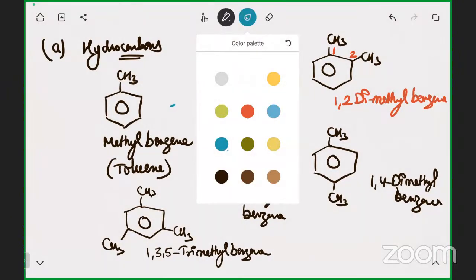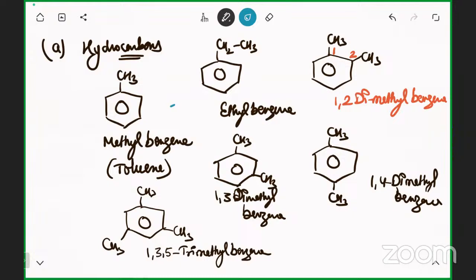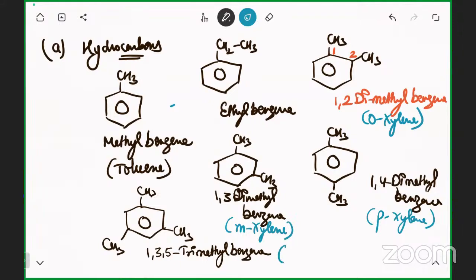Just remember the common names now. If 1,2-dimethyl benzene, the common name is orthoxylene. In case of 1,3, it is known as metaxylene. In 1,4, that is known as paraxylene. In case of 1,3,5, it is known as mesitylene. Who is Messi?